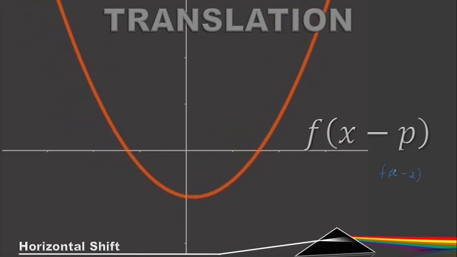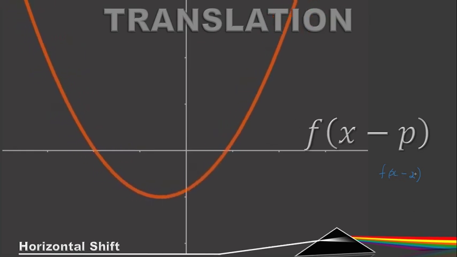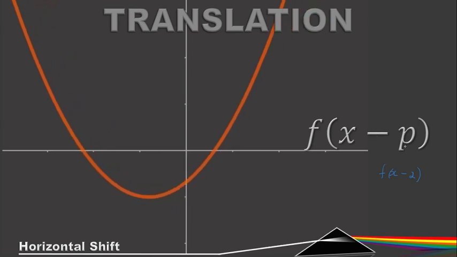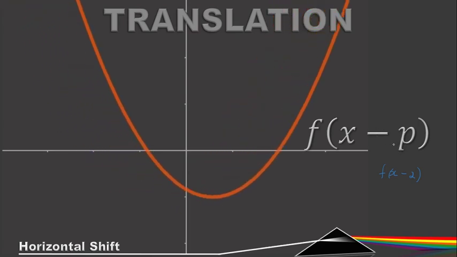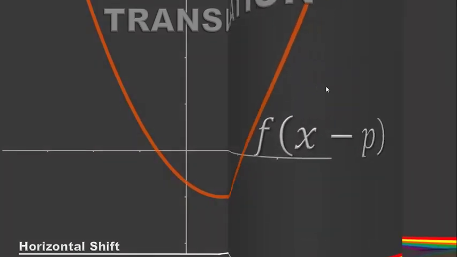plus 2. But because of this minus in the standard form, it's going to look like it's the opposite way. So if you have a function, or if they give you x minus 2, it means it shifts to the right. If you have x plus 2, it shifts to the left.